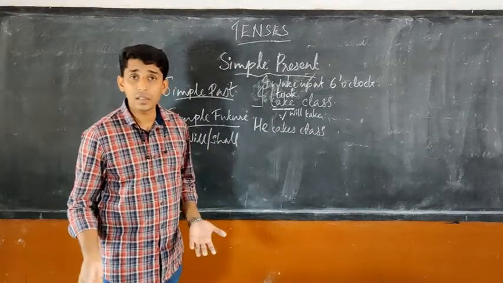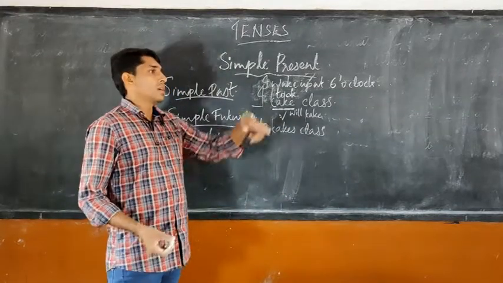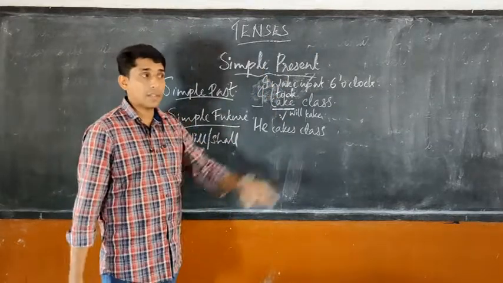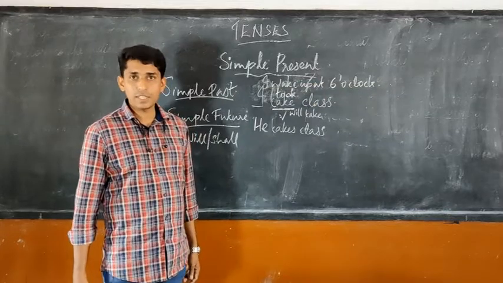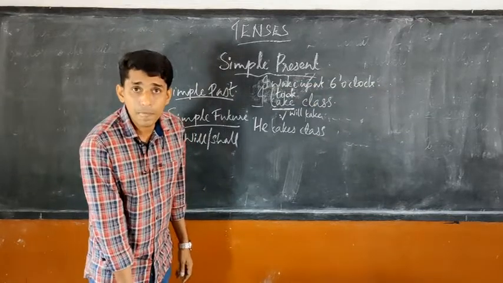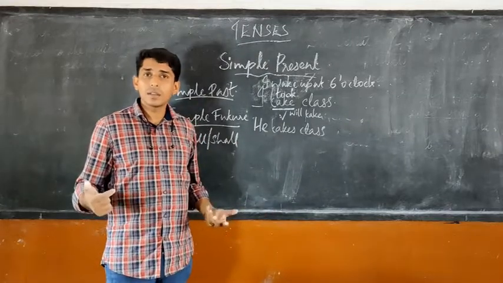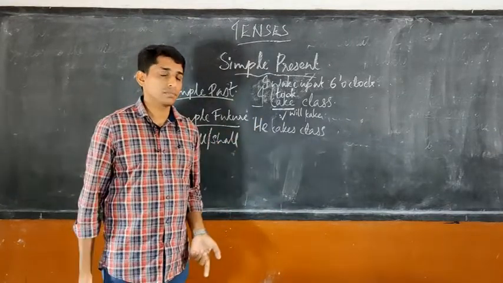I will take class. Okay, my father speaks to someone, I already told you that sentence. My father speaks to someone, simple present. Past tense, my father spoke to someone. What will be the future? My father will speak to someone.